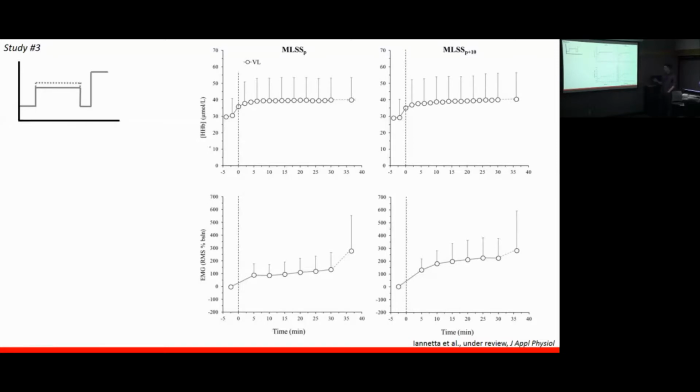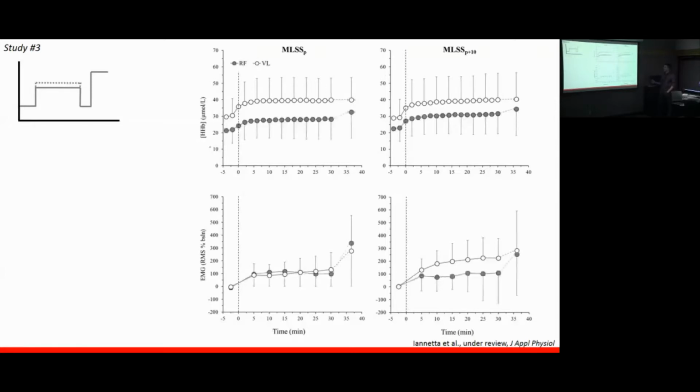Now, when we plot the rectus femoris HHB and EMG, we clearly see that there is an increase in the HHB in the rectus femoris, in both exercise conditions, which was 14% and 8% approximately. So rectus femoris is still relying on oxygen extraction. And it's kind of matched with the EMG activity of this muscle.